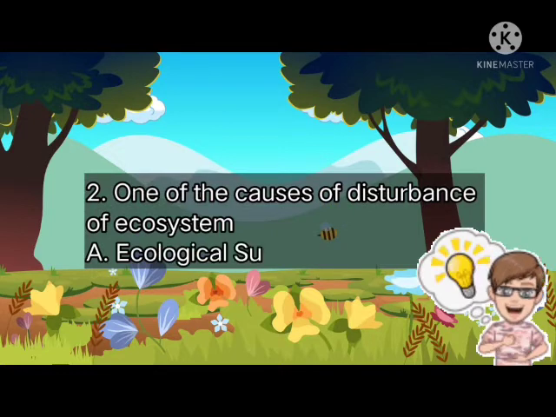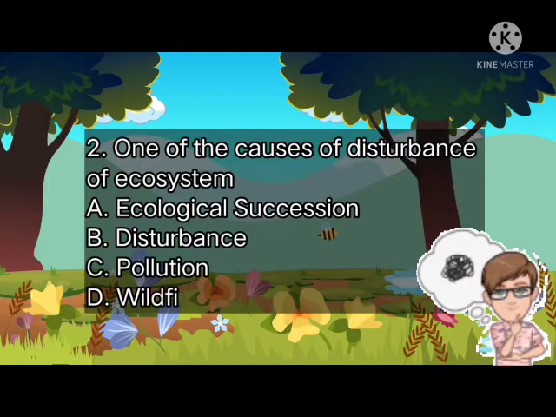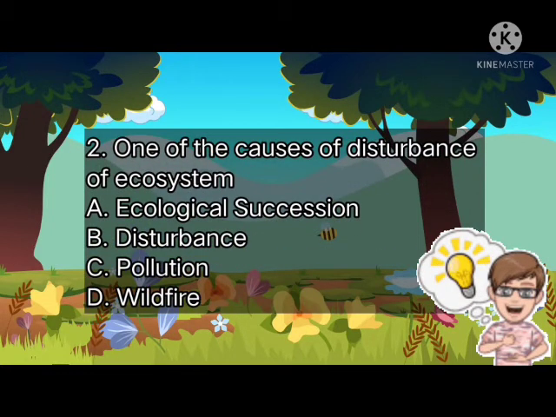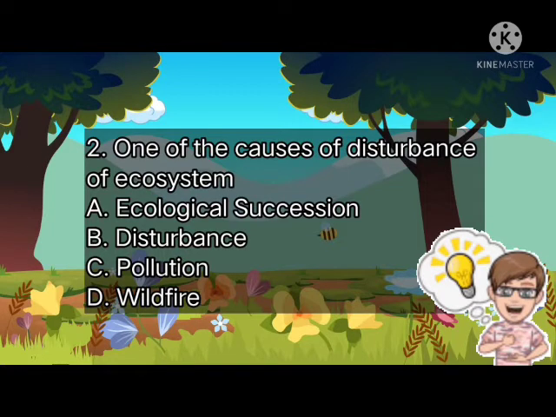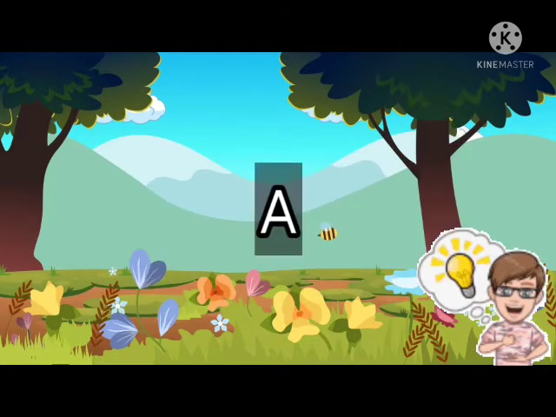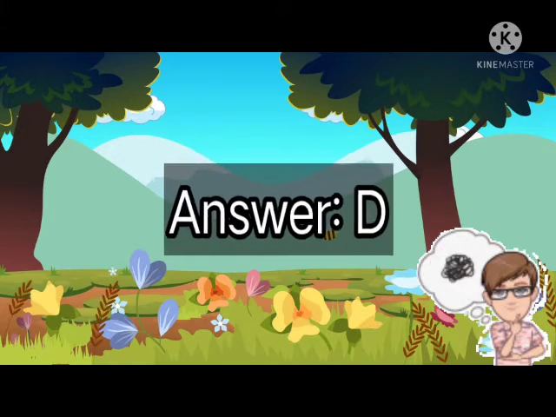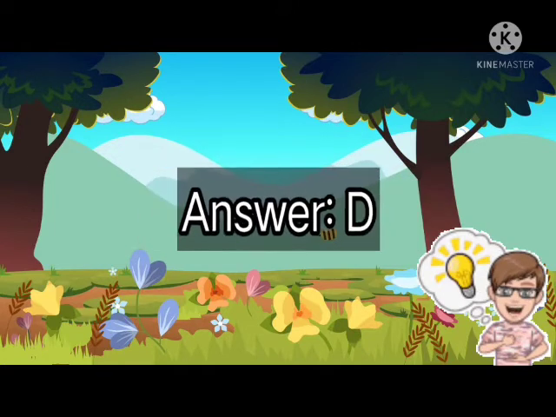Number 2, one of the causes of disturbance of an ecosystem is: A. Ecological succession, B. Disturbance, C. Pollution, D. Wildfire. And if your answer is letter D, you've got it right.